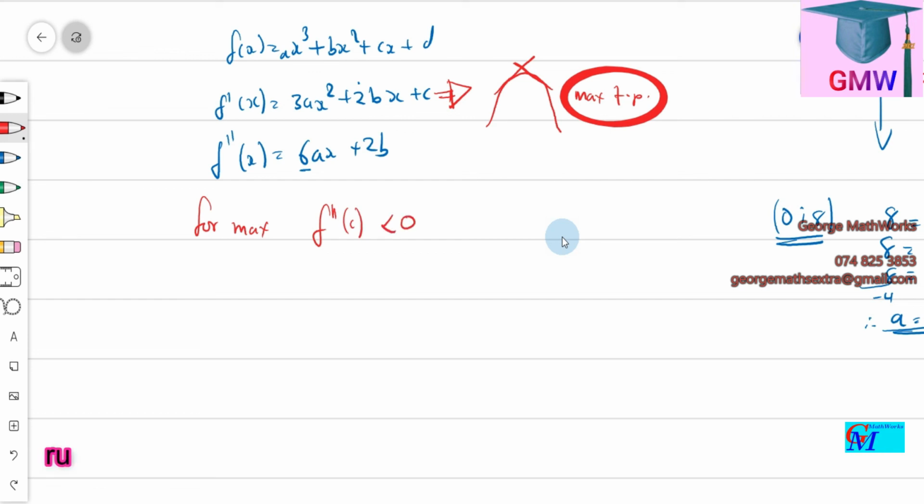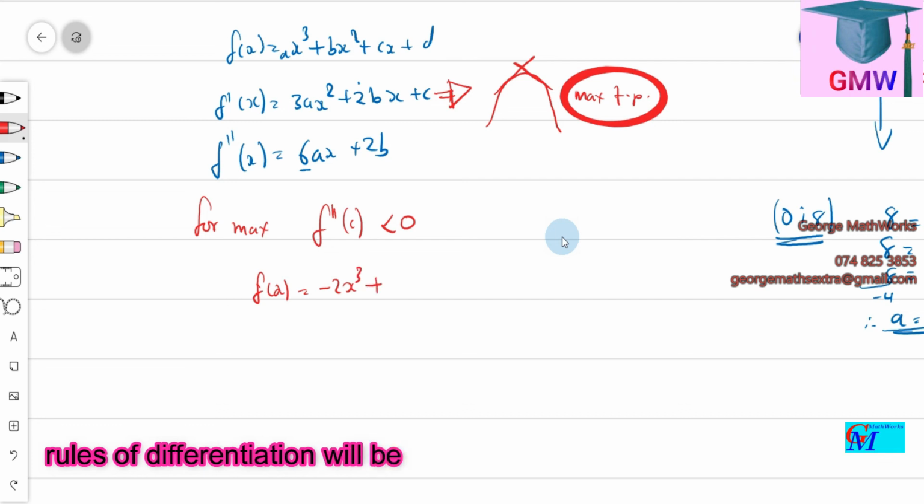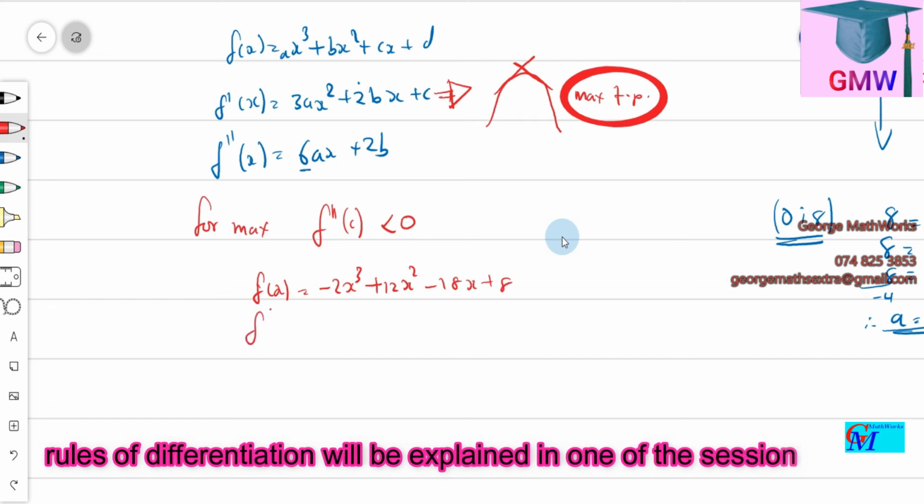So we are saying here, f of x that we found is equal to minus 2x cubed plus 12x squared minus 18x, then plus 8. We need to find the second derivative here. The first derivative will give us minus 6x squared plus 24x minus 18. That's the first derivative. Then the second derivative gives me 2 comes down, that's minus 12x plus 24.